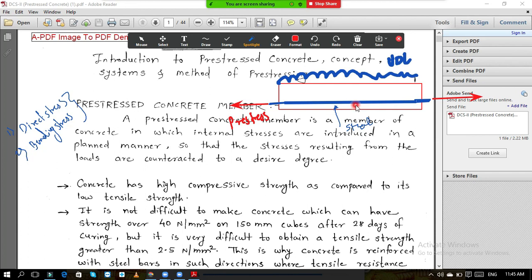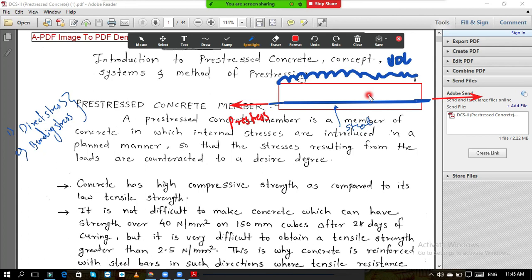So pre means beforehand. So stress is given to the steel. And what was the result of this? Now if you give the prestress to the steel, that prestress is transferred to the concrete, and both steel and concrete strength increases due to this external stress provided to the steel. That is why this type of member is the prestressed member, and these members are usually used in big construction, that is big bridges, big girders. Those are prestressed concrete members.